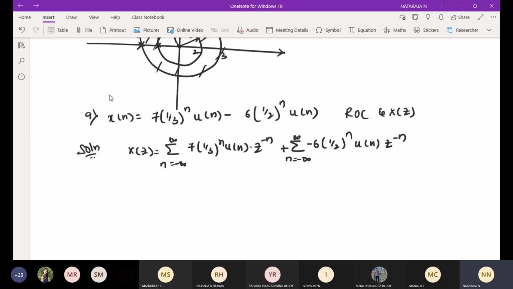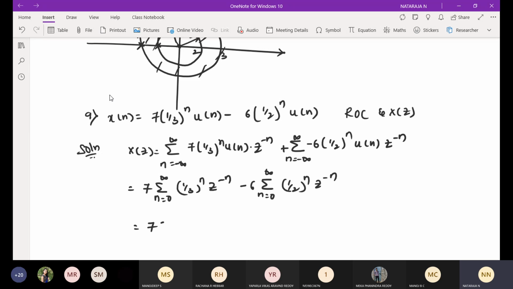Then I am going to apply the limits. Meanwhile I am going to take the constant outside: 7 summation n equal to 0 to infinity (1/3) to the power of n z power minus n, or else ((1/3) z inverse) whole to the power of n, directly we can write, no issues. First I am going to find the limits, then minus 6 summation n equal to again 0 to infinity, because this is my u of n, (1/2) to the power of n z power minus n.